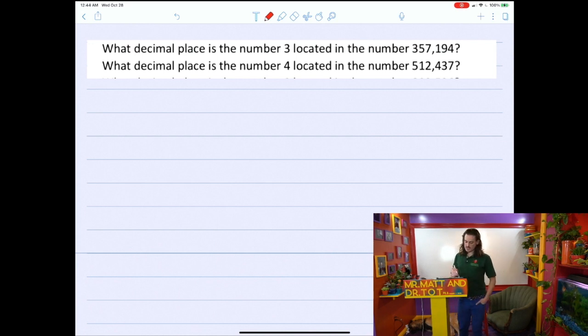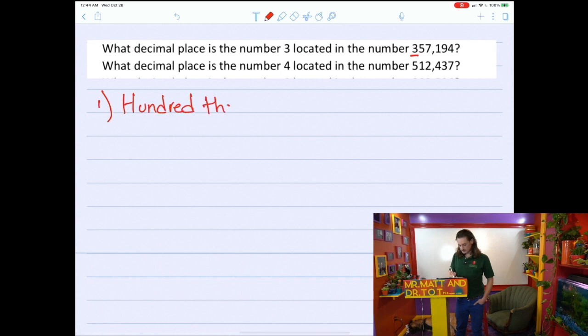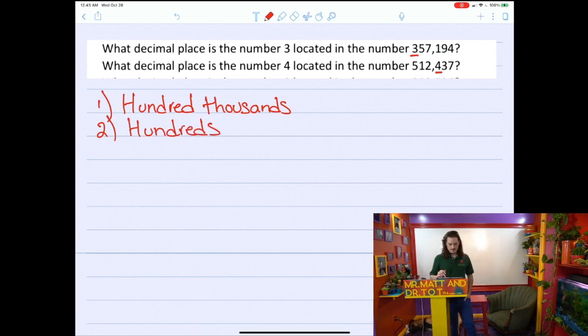Okay, so number 1, what decimal place is the number 3 located in the number 357,194? That's going to be in the hundred thousands. For the second question, what decimal place is the 4 located in? That's going to be in the hundreds. If you have any questions, please let me know.